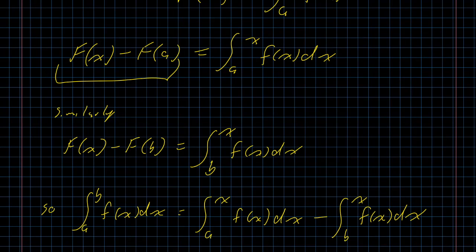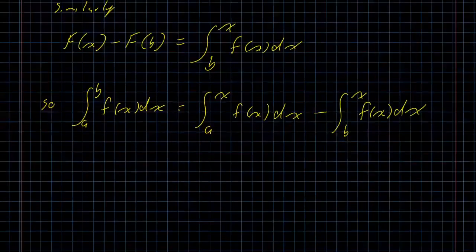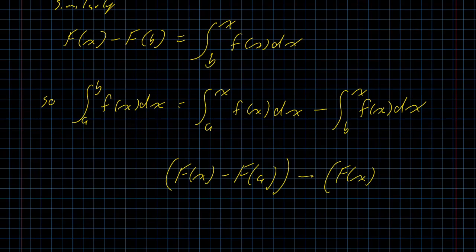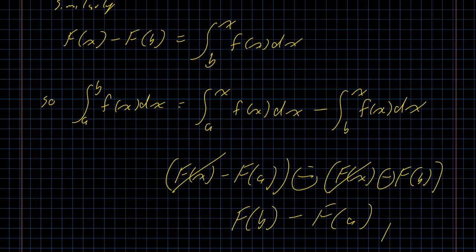And now that we know what those constants are, we can plug them in. This is big F of x minus big F of a, minus, big F of x minus big F of b. And if we simplify those, the big F of x's cancel out, the minus and the minus cancel each other out, and we get big F of b minus big F of a, which is exactly what we said we were going to get.